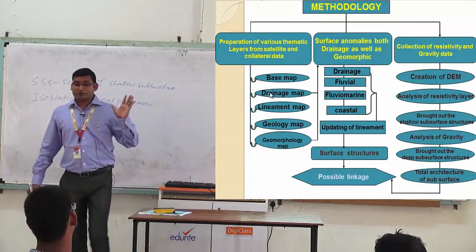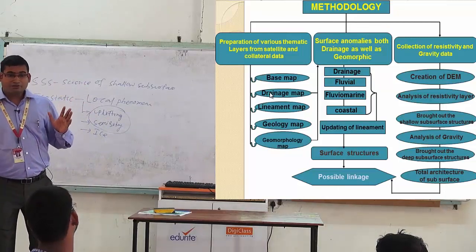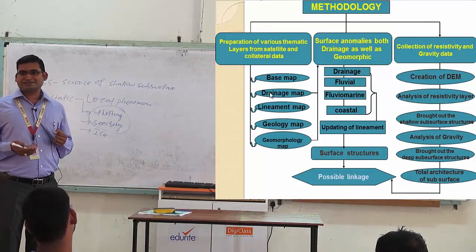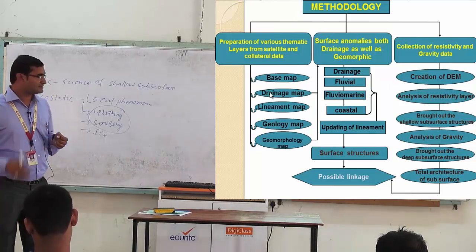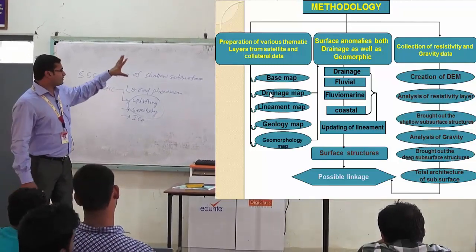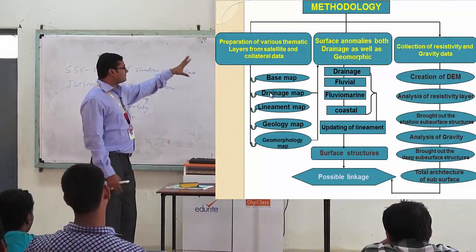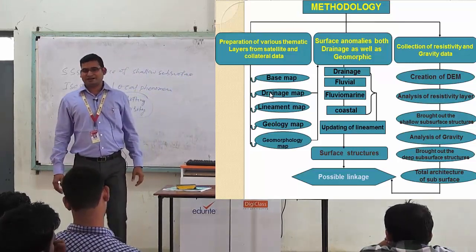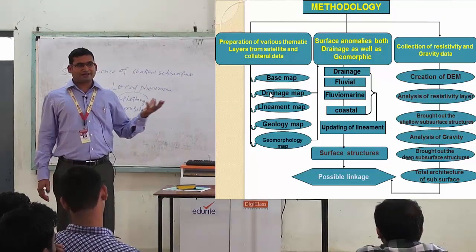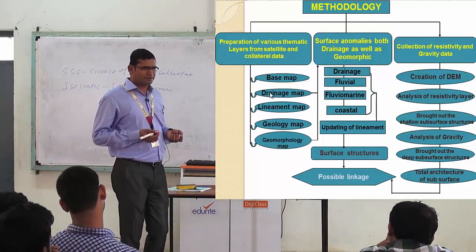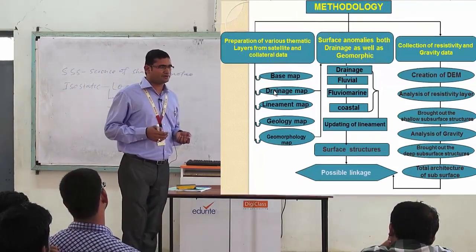Yes, this is the broad methodology of how GIS and remote sensing are helpful to find out the possible linkages, or to find out the hydrocarbon locales. Now the methodology is divided into 3 parts. In the first part, the preparation of various thematic layers from the satellite and the collateral data. From the satellite and the collateral data means you have the toposheet or the borehole or whatever it may be. That is the ancillary data, what we are calling.